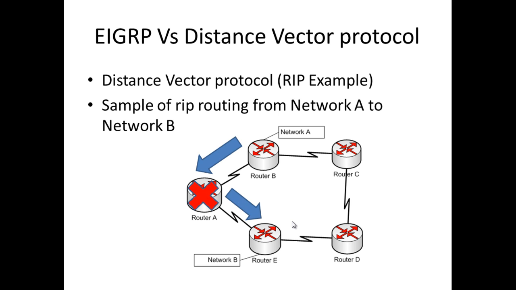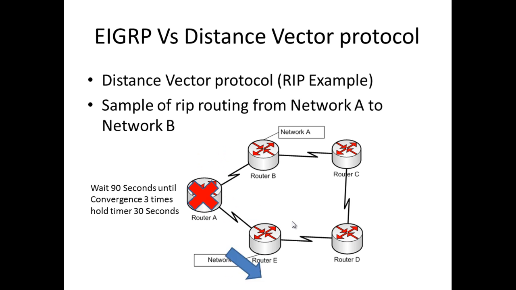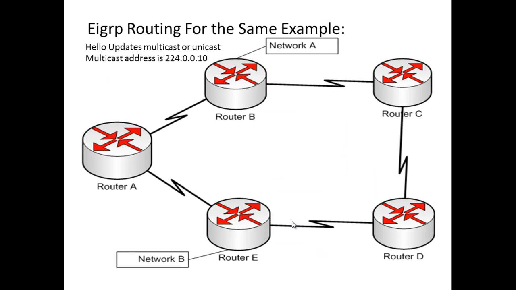Okay, if router A fails now, what we'll have is that there is no information about any updates, and we have to wait 90 seconds until the convergence time, which is 3 times the hold timer of 30 seconds. Okay, now what will happen after the 90 seconds? The route will be redirected through router C and then router D and router E. Okay, now let's have the same example for EIGRP.